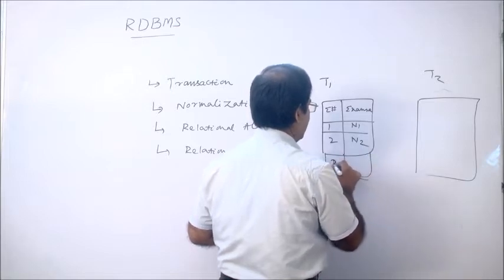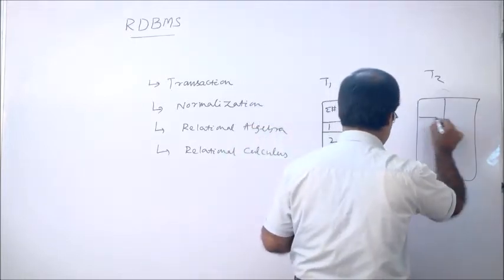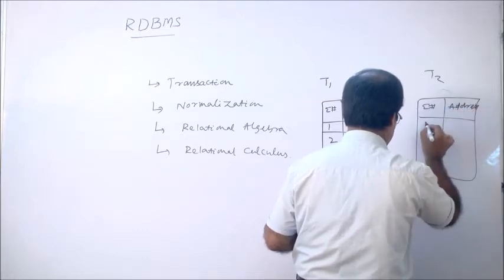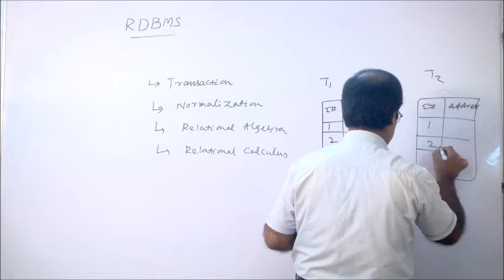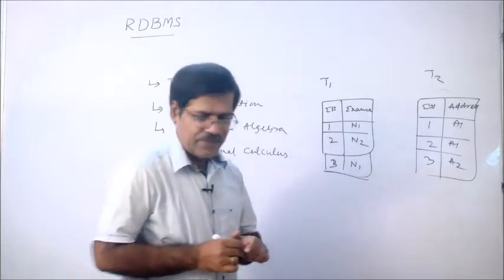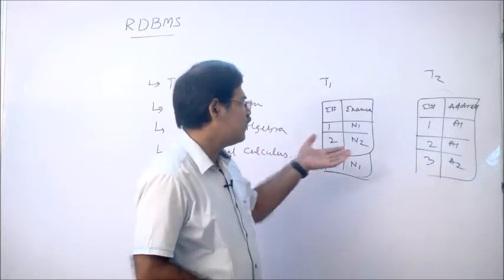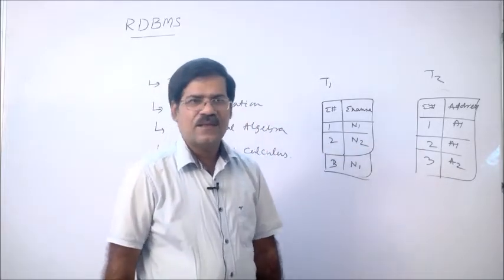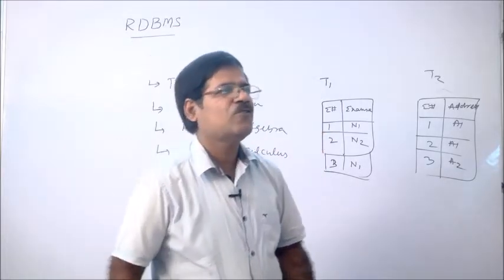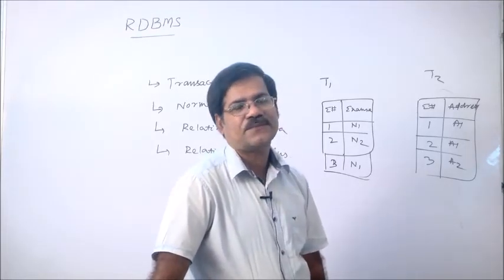Suppose the third row has employee number 3, and the name is N1. Let the other table contain employee number and address. That is 1, 2, 3 with addresses A1, A1, A2. So, there are two tables, T1 and T2, both present in your database. Suppose your boss asks, show me the details of the tables, meaning show me the name of the employee with its address and number.